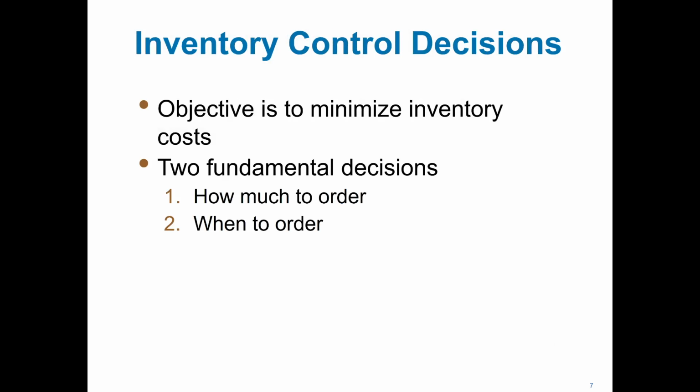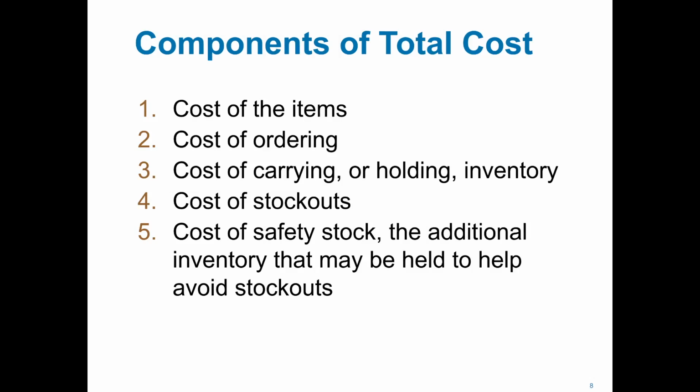Inventory control decision objective is to minimize inventory costs. And as I said earlier, there are two fundamental decisions: how much to order and when to order. The components of total cost are the cost of the item itself, cost of ordering, cost of carrying or holding the inventory, cost of stockouts, and the cost of safety stock.